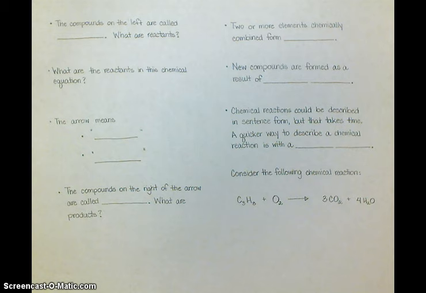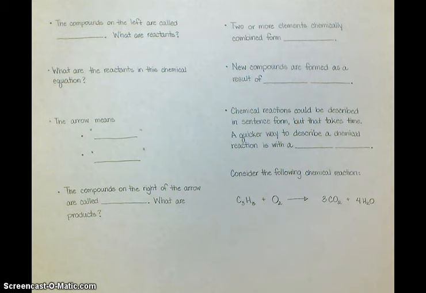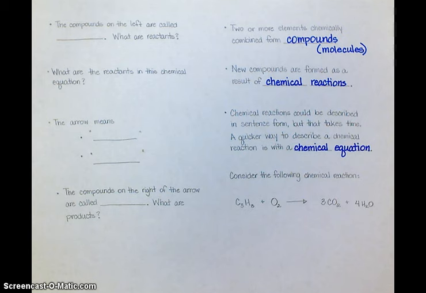Consider the following chemical reaction. You have C3H8, which is propane, plus oxygen, yields or produces carbon dioxide and water. I have a couple of coefficients over here, but right now the equation is not balanced, so we will do that in just a second. Take a moment and make sure that you have the blanks filled in on that first set of notes, and then we're going to move to the left-hand side.